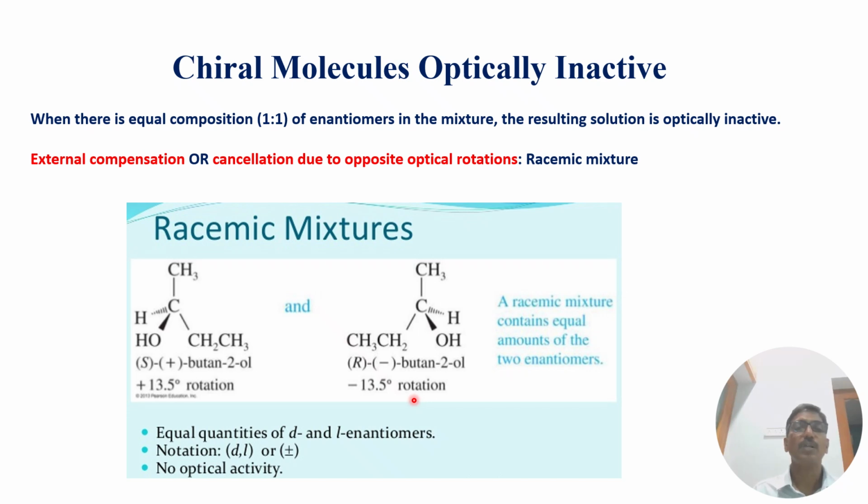When they are present in equal amounts in a solution, one would rotate in a clockwise direction, the other one would rotate in an anti-clockwise direction. The net result would be zero optical activity. Hence, you will not see any optical activity. Therefore, they become optically inactive. These are called racemic mixtures. Of course, there are other molecules that don't display optical activity due to other reasons.